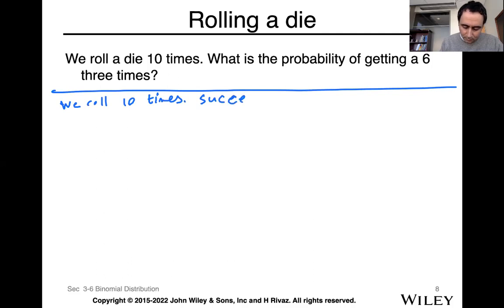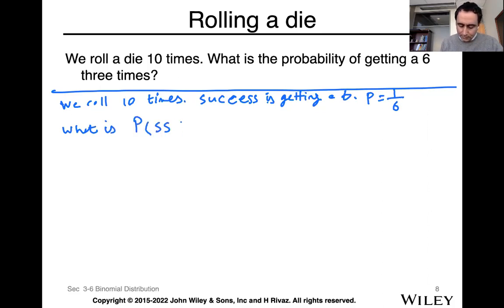Success is defined as getting a 6. It doesn't matter what number I write here. Getting a 6, getting a 1, basically all we care about is the chance of success. So that means that P of success is 1 divided by 6. Now the question is, what is the probability of, for example, S, and then F, F?